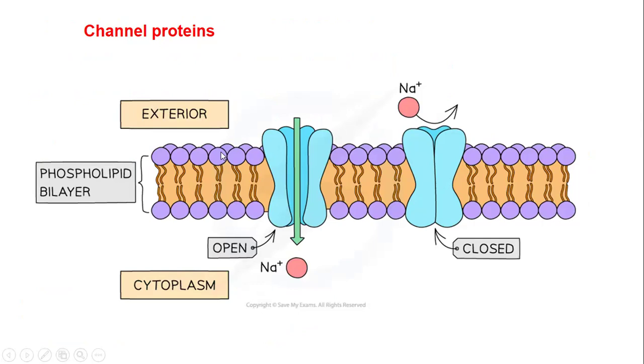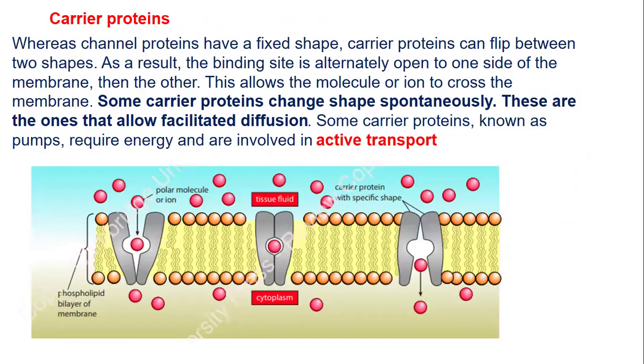This is a diagram showing us a channel protein for sodium ions. So this channel protein, for example, right here, it is open so that we have sodium ions entering into the cell. At another time, we can have it closed so that sodium ions do not enter into the cell. So that allows the cell to control exchange between itself and the environment. So those are channel proteins.